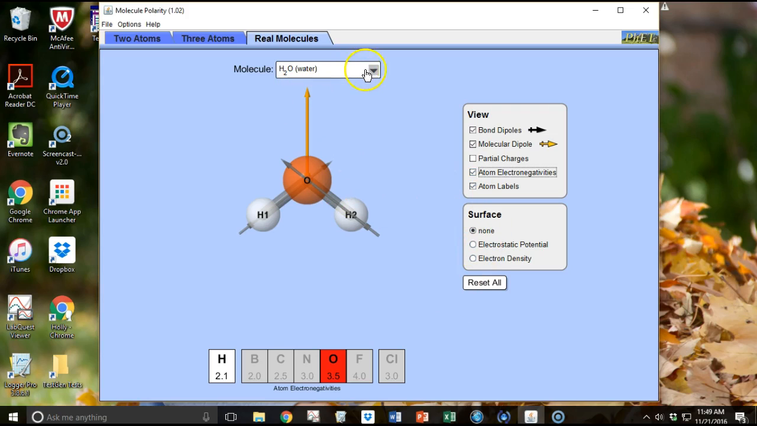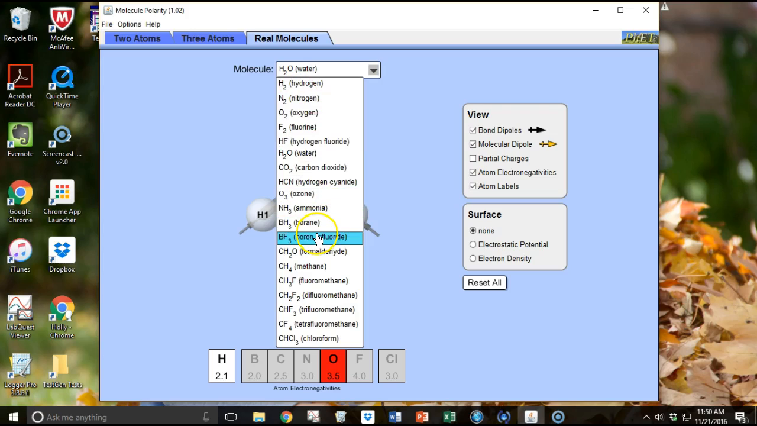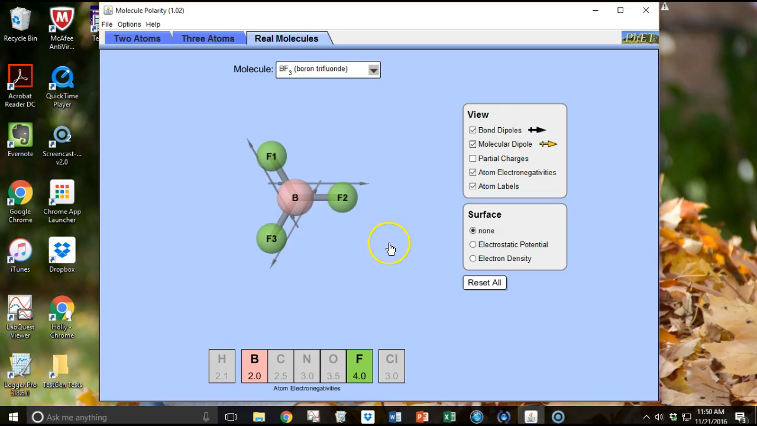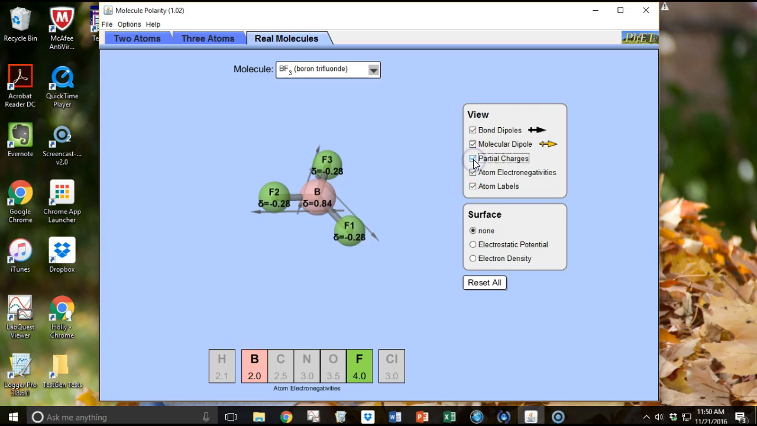All right, then we've got BF3. Electrons are being pulled towards fluorine. However, notice since this is a trigonal planar shape, that all cancels out. There's no overall molecular dipole. There's not one side that's partially positive or one side that's partially negative. If these F's are all partially negative, well, there's not a partially positive side sticking out because that B is kind of trapped in the center.